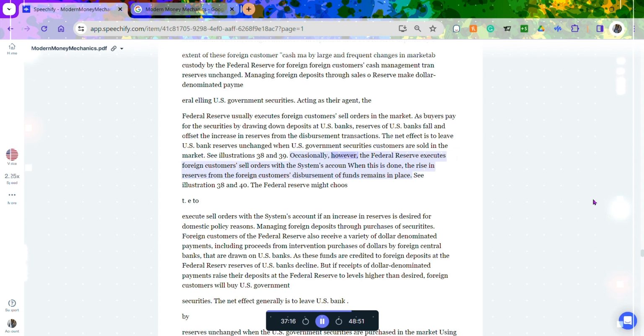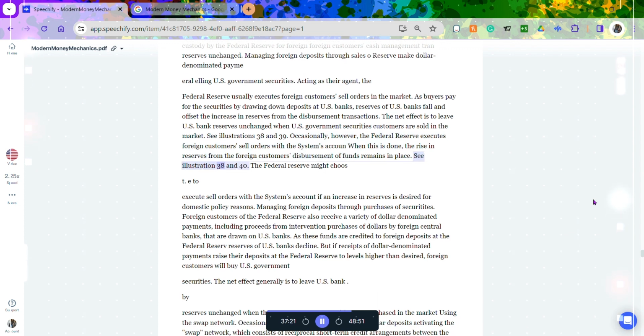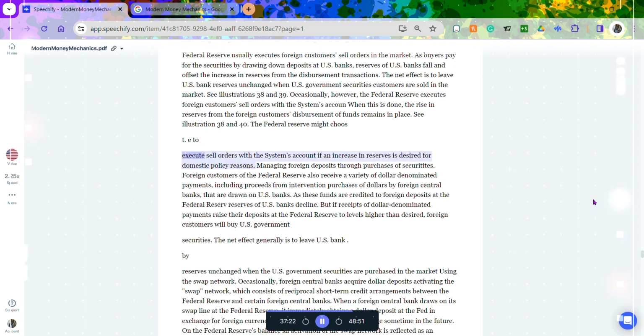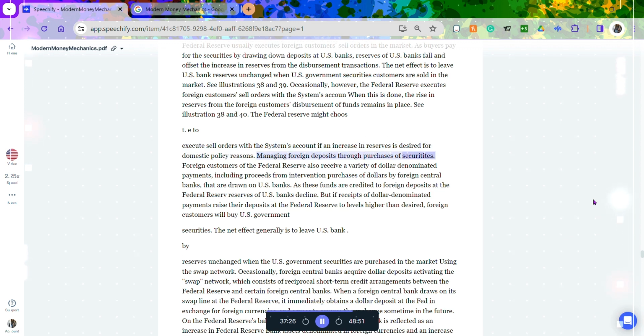Occasionally, however, the Federal Reserve executes foreign customers' sell orders with the system's account. When this is done, the rise in reserves from the foreign customers' disbursement of funds remains in place. See illustrations 38 and 40. The Federal Reserve might choose to execute sell orders with the system's account if an increase in reserves is desired for domestic policy reasons. Managing foreign deposits through purchases of securities.